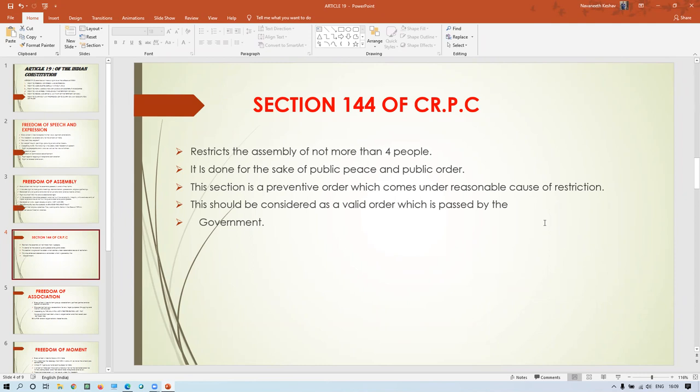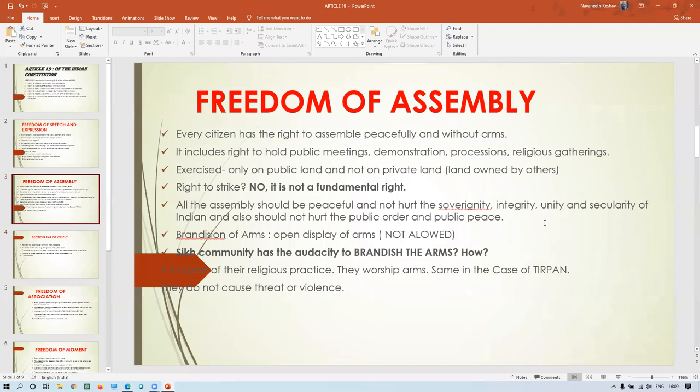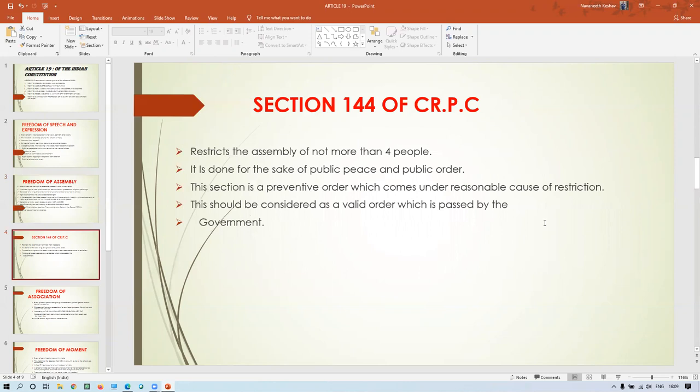This section is a preventive order which comes under reasonable restriction. Even the Sikh community comes under the reasonable restriction, which means they have their own reasons to practice their religious practices, and they can worship arms and brandish the arms. That is a reasonable form of restriction. So even Section 144 comes under that. It should be considered a valid order passed by the government, because they are not going to cause any threat or any violence to society. All these sections, like Section 144, if imposed, are definitely for the welfare of society. So this is all about freedom of assembly.